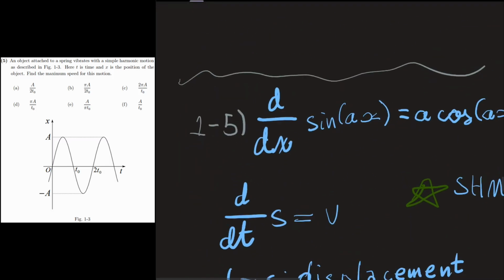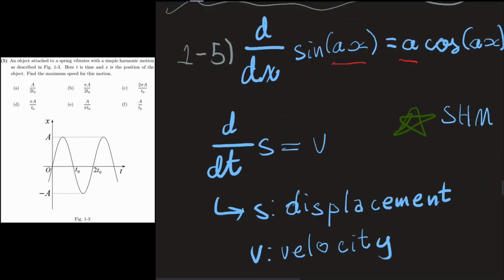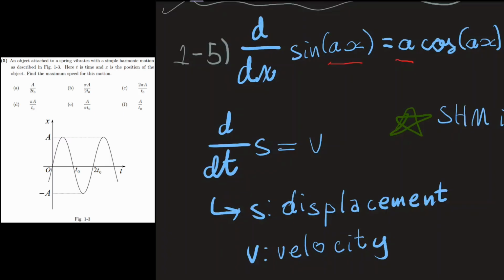Next, you need to know that the derivative of sine is just cosine. And if you know the chain rule for derivatives, then you'll also know that if the variable inside is multiplied by a constant, then the derivative will have the cosine multiplied by the constant as well. And then you need to know that if you take the derivative of a function that gives you the displacement or position of an object, then you will get a function that gives you the velocity of that object.